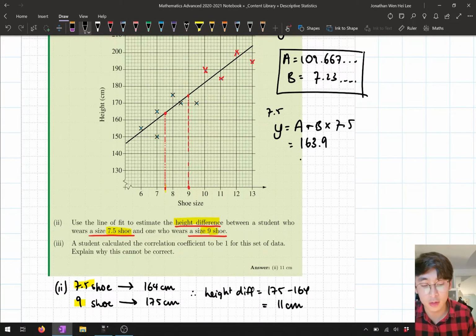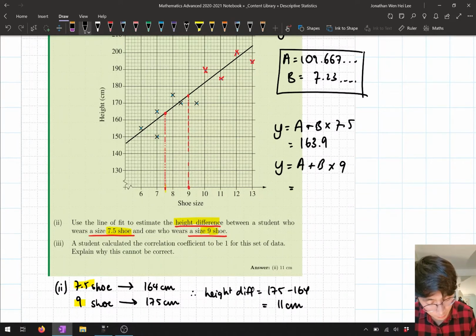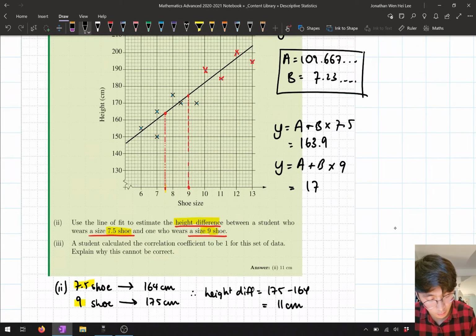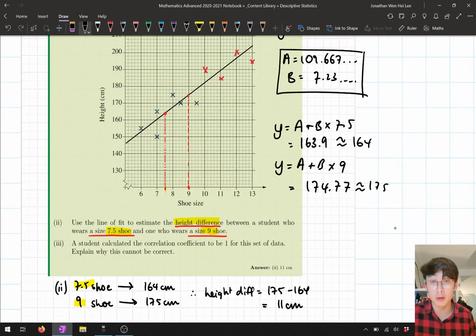Okay, we're going to do the same thing for our student who has shoe size 9. So we're going to do Y is equal to A plus B times 9. This is actually quite nice for me because I can just replace 7.5 with 9 and I get 174.77. So here I'm just going to round this, so this becomes 164 and this becomes 175, which is pretty much what we got with our hand-drawn line of best fit.